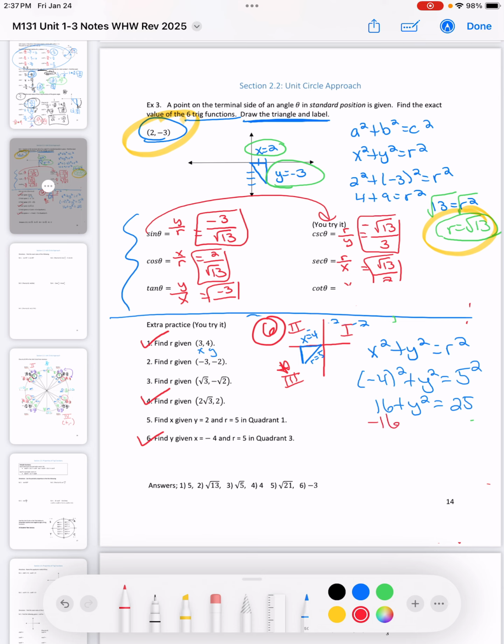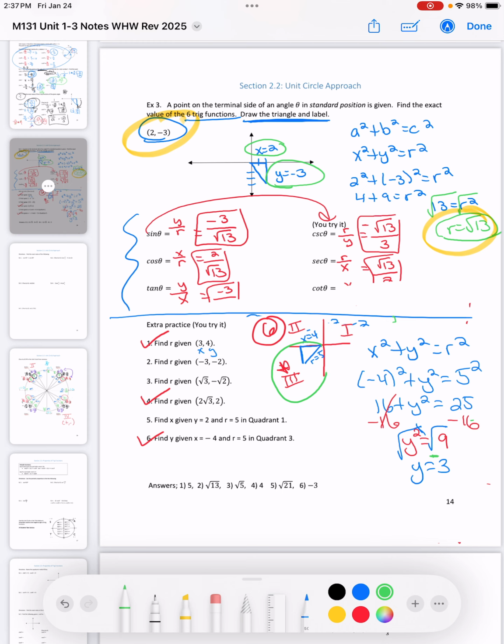I'm going to subtract 16 from both sides. I'm going to get y squared is equal to 9. Take the square root, and y is equal to 3. The reason that it was important for us to draw the quadrant is because in quadrant 3, y is actually equal to -3. So you've got to make sure and put the negative in there.